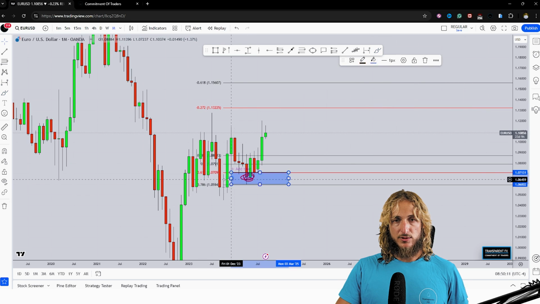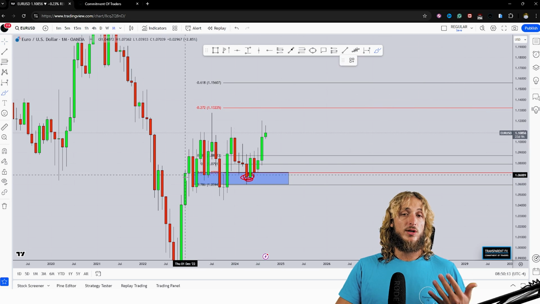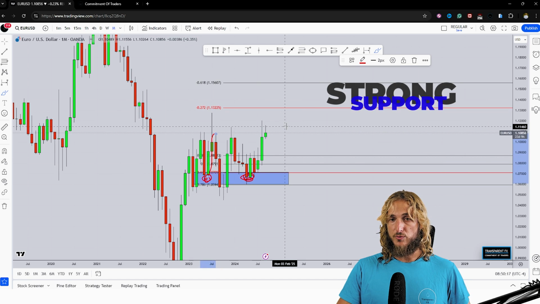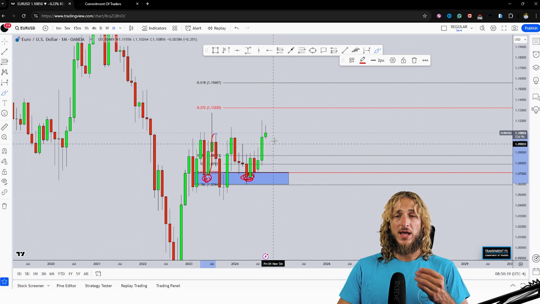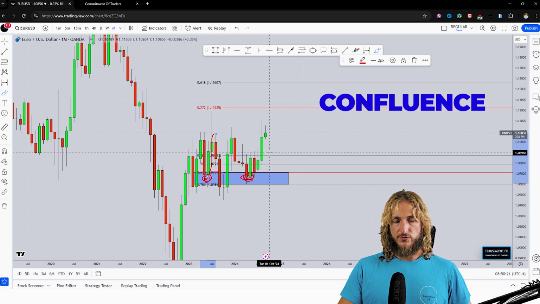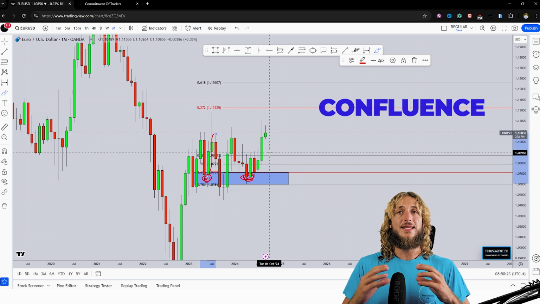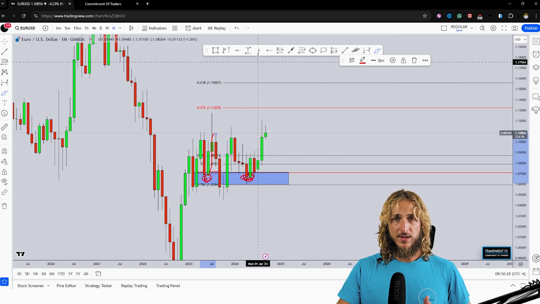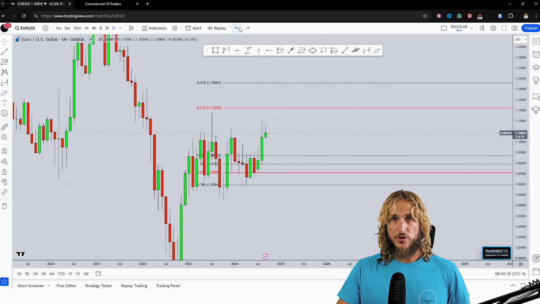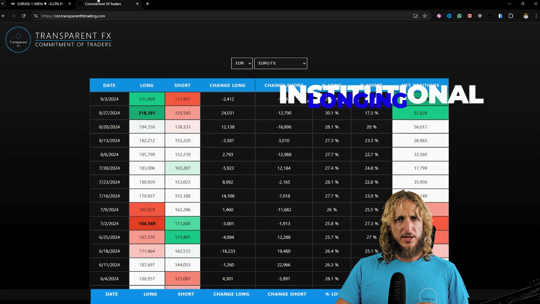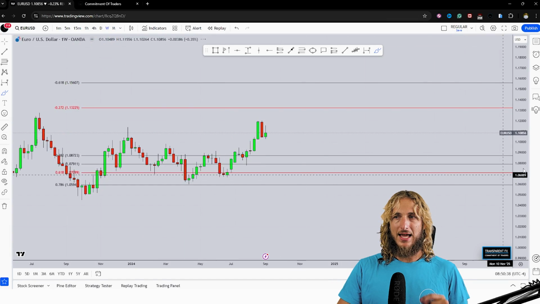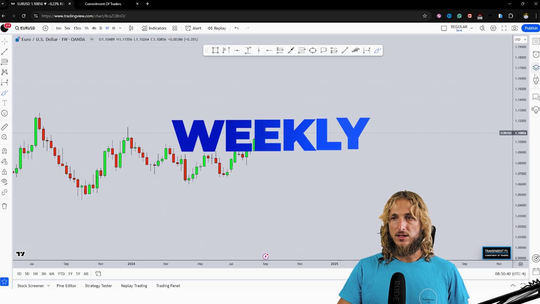which if we extend it to the left, we can see how it was also the previous support that we have previously identified, from which the previous rejections to the upside started, which creates confluence of support because we have the Fibonacci levels and the horizontal support both lining up in the same area of price. And inside of a confluence of support zone, there is an increased probability of seeing institutional longing. And we will be speaking about institutional longing in just a few minutes. For now, let's keep this in mind and drop down on the weekly time frame.